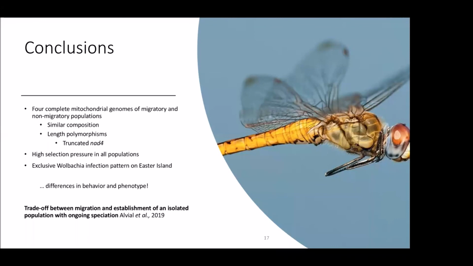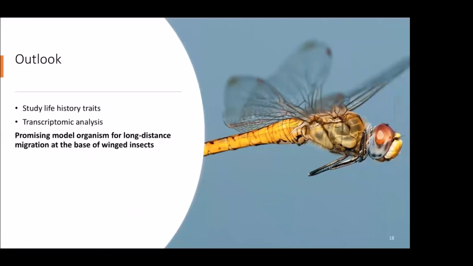So in order to conduct further research, I think it's really necessary to study life history traits that we had in our talk before. I think it's really important to study the larval stages of non-migratory Easter Island populations and migratory populations of the wandering glider, or to study biotic and abiotic factors at the different localities. And I think it's really important to have an inside look if you perform transcriptomic analysis.